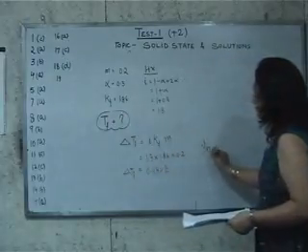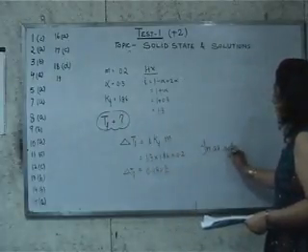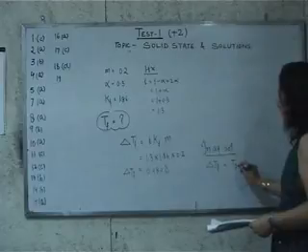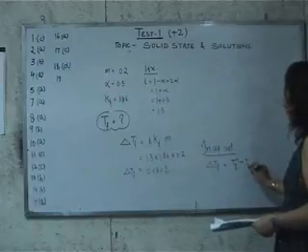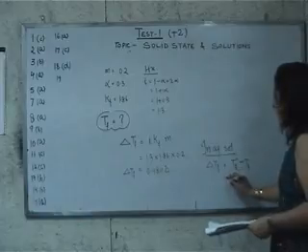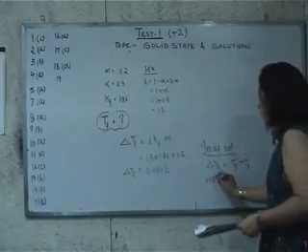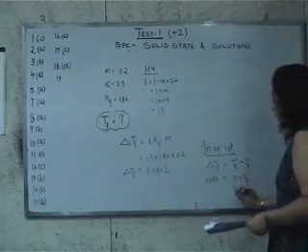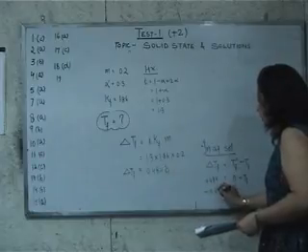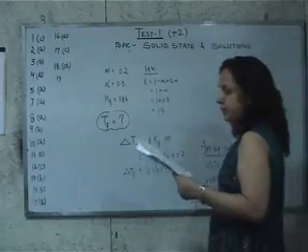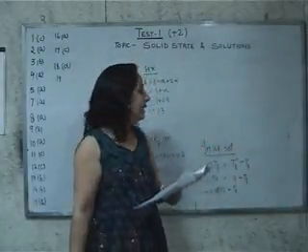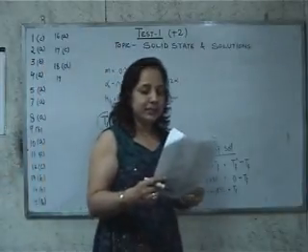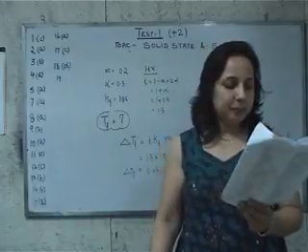In aqueous solutions, delta Tf is Tf naught minus Tf. Delta Tf is 0.484 and Tf naught is 0, minus Tf. So Tf always comes out to be minus 0.484 degrees Celsius. You must remember that in case of aqueous solution, delta Tf with a negative sign becomes the freezing point.